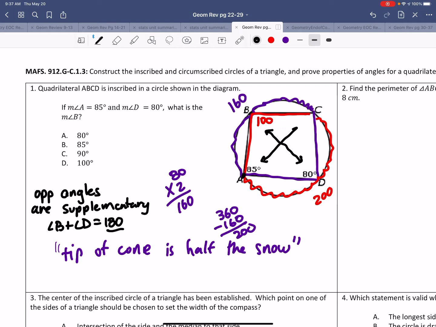So we could finish this question by saying this would also be 180 minus 85, which gives us 95, right? And what are they asking? Angle B, okay? So we have our answer, angle B.